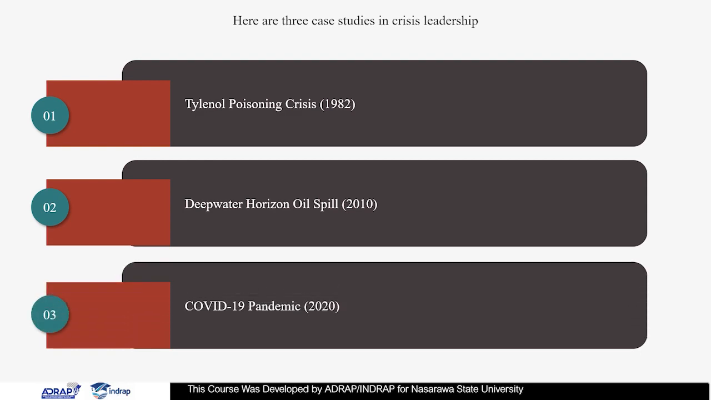COVID-19 pandemic, 2020. The global COVID-19 pandemic impacted millions worldwide. Skillful crisis leadership played a pivotal role in managing and lessening its impacts. Effective leaders prioritize communication, collaboration, and data-driven decision making. Jacinda Ardern, New Zealand's Prime Minister, received acclaim for her leadership marked by clear communication, decisive action, and empathy.